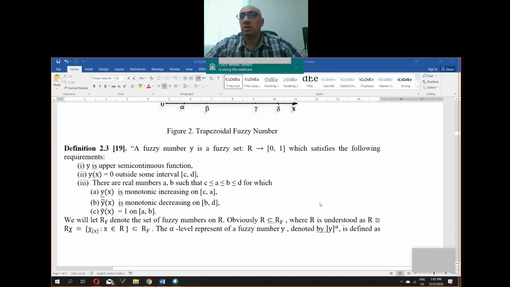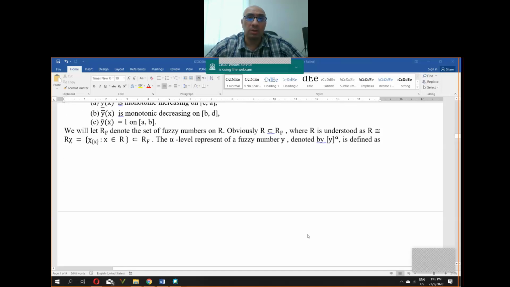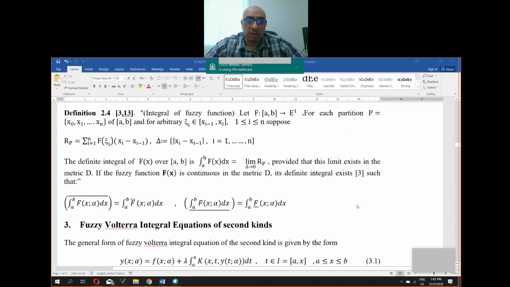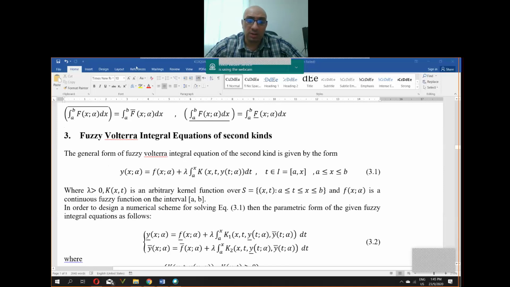And the solution is not correct if it does not take the shape and form of a triangular fuzzy number or trapezoidal fuzzy number. If not, there's a mistake in our theory, a mistake in our modification. So to validate our method that follows the fuzzy set theory, the solution must be in the form of a fuzzy number, and we also have the definitions of fuzzy integrals. We can see fuzzy integrals taking the lower and upper bound of fuzzy solutions to follow the fuzzy number properties. And this is the general definition of fuzzy Volterra integral equation of the second kind.